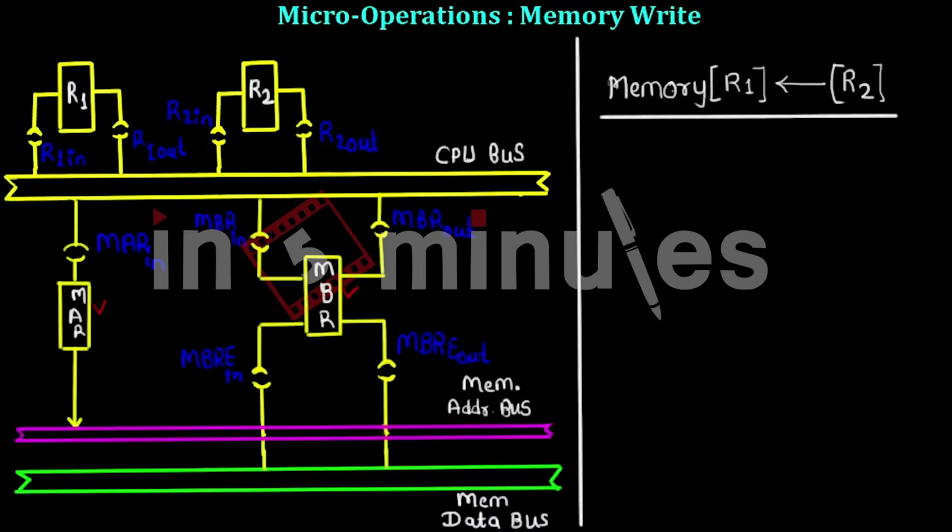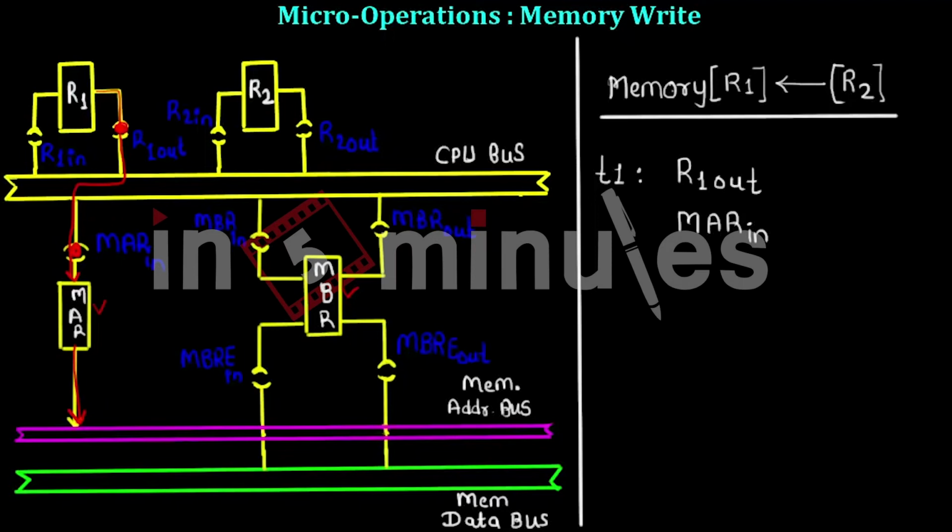We know in the first T state we want to put the data from R1, that is the address, into the memory address register. So the control signals we are going to activate are R1 out and MAR in. This will put the data from R1, or the address, into the memory address register. Now this is directly connected to the memory address bus, so the address will be put on the external memory address bus. And with this, we have actually selected the memory location we want to write the data in.